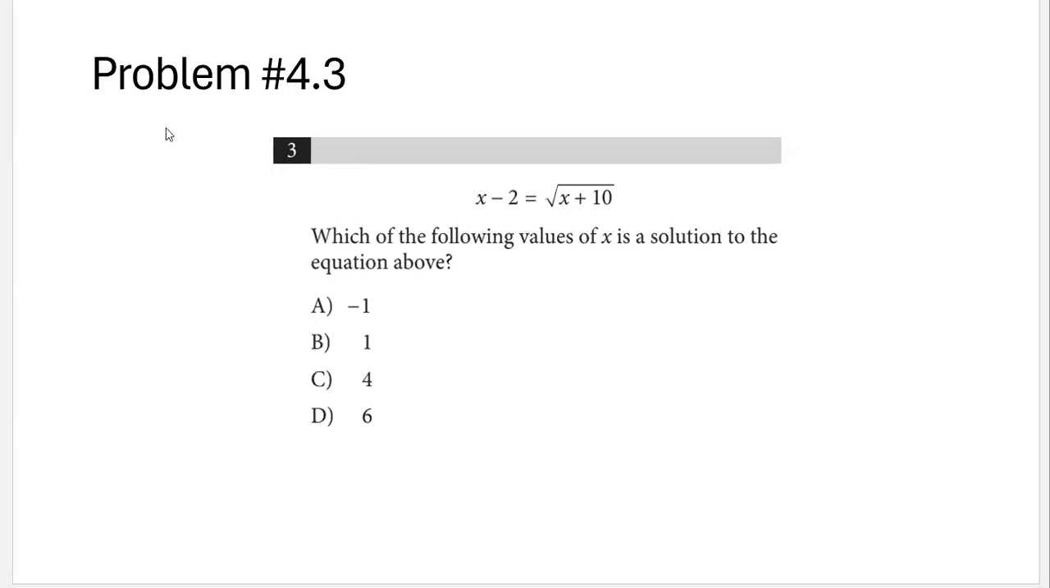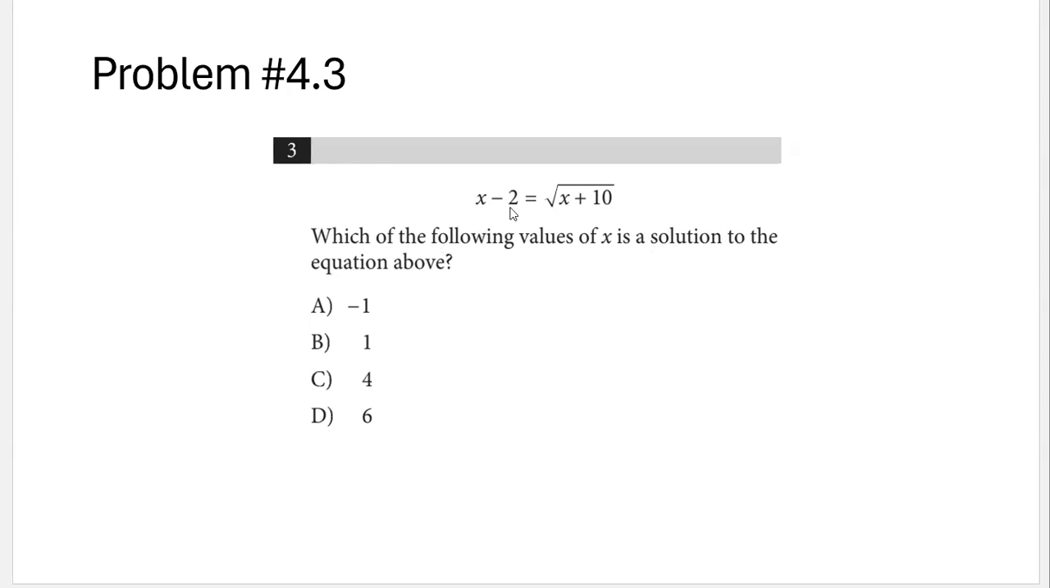This problem is actually very easy, but I'm going to show you, hopefully convince you of, a quicker way to solve this versus maybe graphing it or even doing it by hand. Okay, so what does this say? X minus 2 is square root of x plus 10. Which of the following values of x is the solution to the equation above?